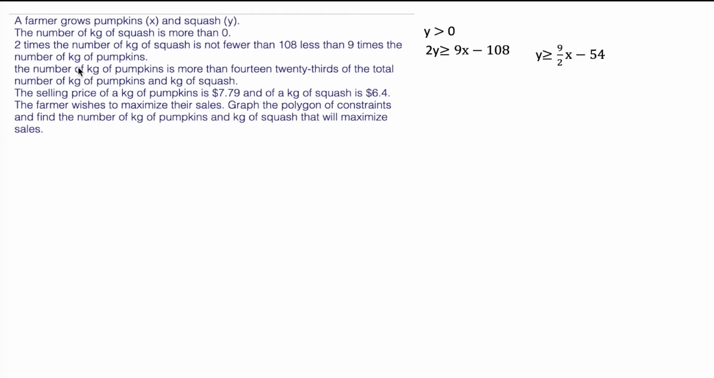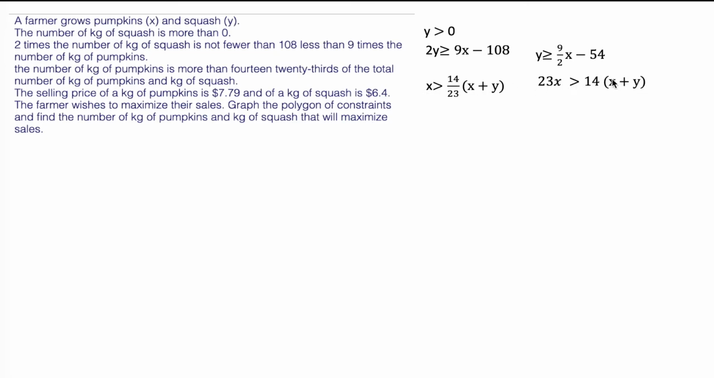The number of kilograms of pumpkins, which is x, is more than, greater than, 14/23 of the total number of kilograms of pumpkins and kilograms of squash. X is greater than 14/23 of the total. Total is x plus y. 14/23 times open bracket, x plus y, close bracket. Cross multiply that 23, or multiply both sides by 23. And when I do, we get 23x is greater than 14 times x plus y.